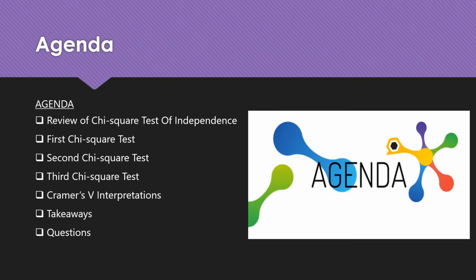First on the agenda, we're going to review what a chi-square test of independence is. Then we're going to move on to our first chi-square test. Next, we're going to look at our second chi-square test, then our third chi-square test. Then we're going to go over Cramer's V interpretations, discuss some takeaways, and then open the floor up to questions.